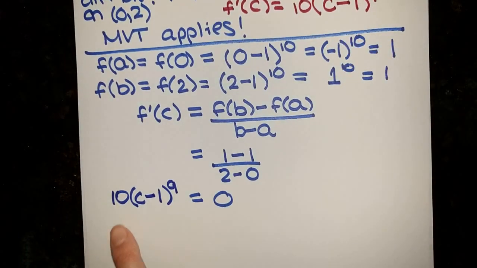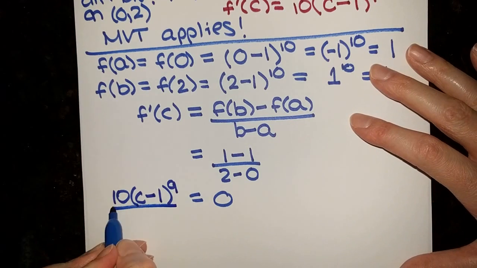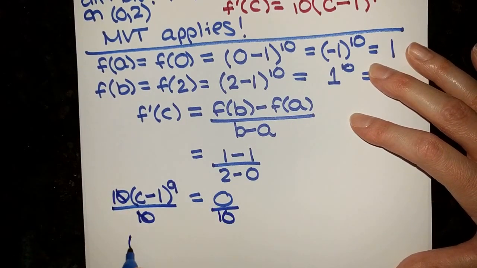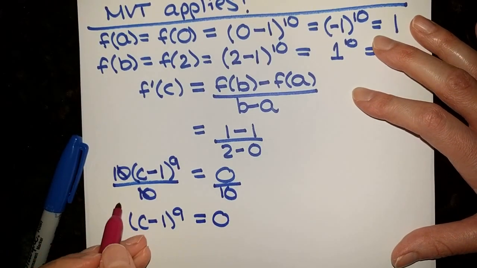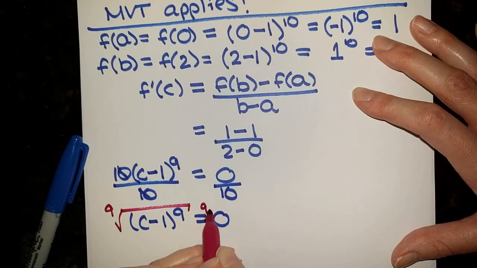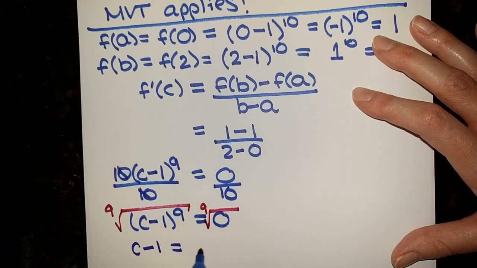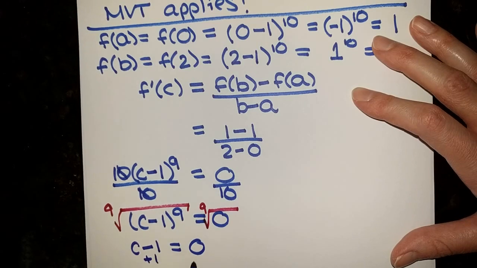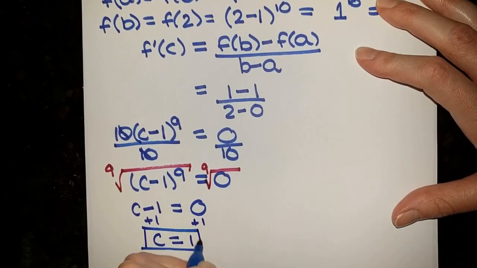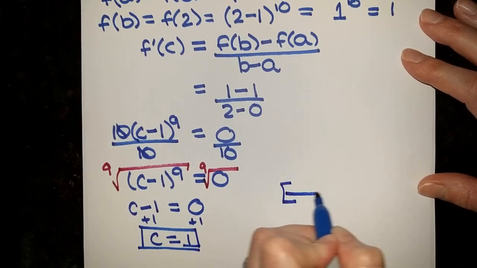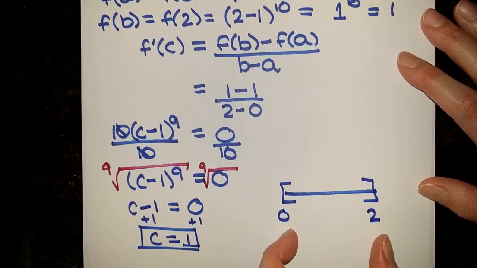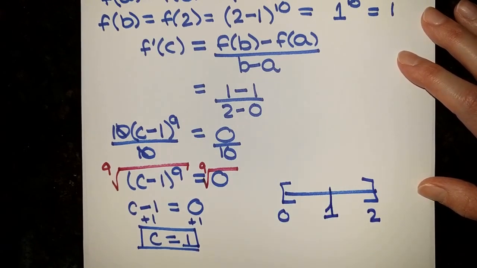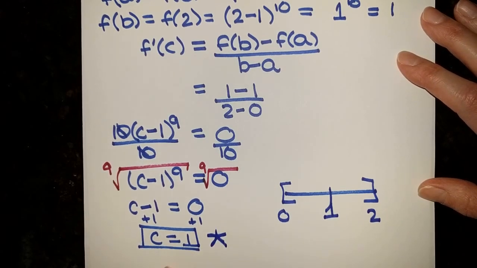Now, to solve this equation, the first thing you want to do is get rid of the 10. So I would divide both sides by 10. And then to get rid of the 9th power, I would want to take the 9th root of both sides. And that gives us c - 1 equal to 0. Add 1 to both sides, we get c equal to 1. Now again, you always want to make sure that that c value is inside of the interval. The interval we're looking at is from 0 to 2, and that c value is inside the interval. So our answer would be that the mean value theorem applies and that the c value is equal to 1.